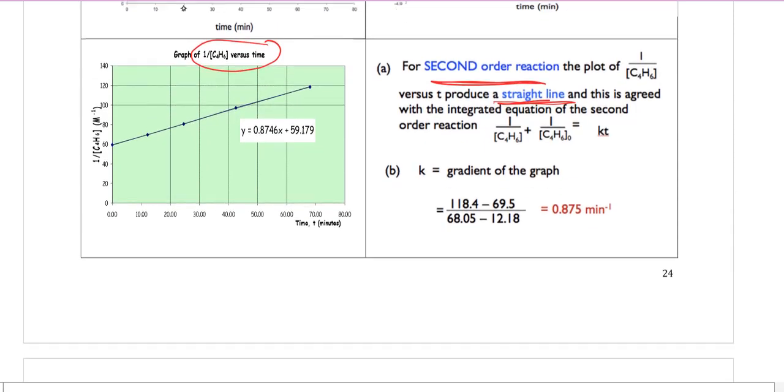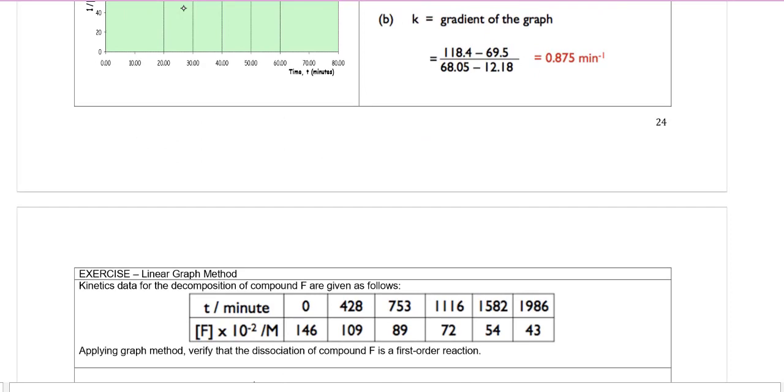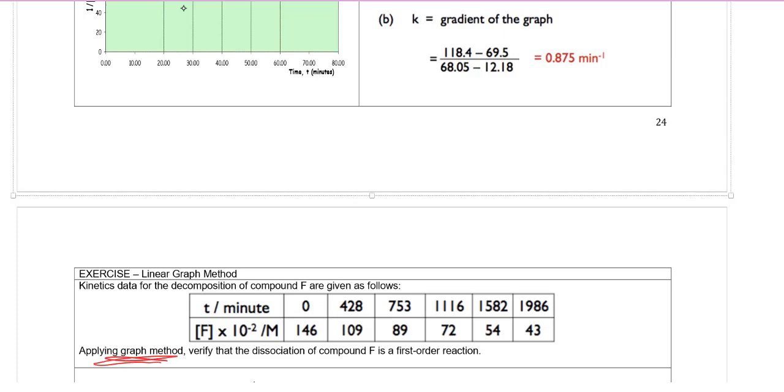But in the exam, you don't have time to plot 3 different graphs. So how does the question look like in the exam? Normally the question looks like this: applying the graph method, verify that the dissociation of compound F is a first order reaction. So it is already mentioned that it is a first order reaction.